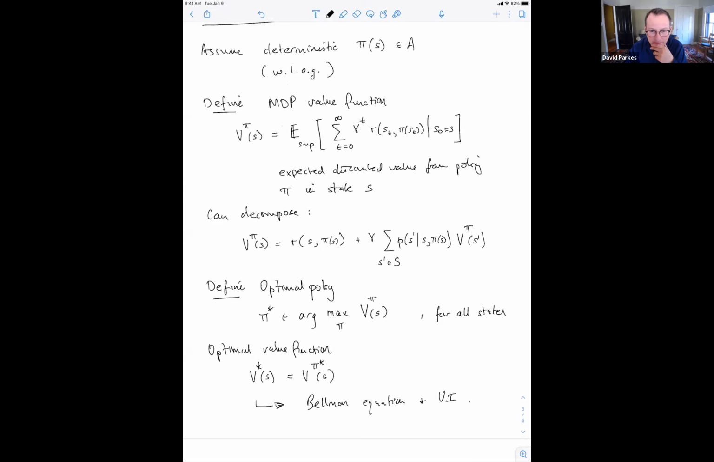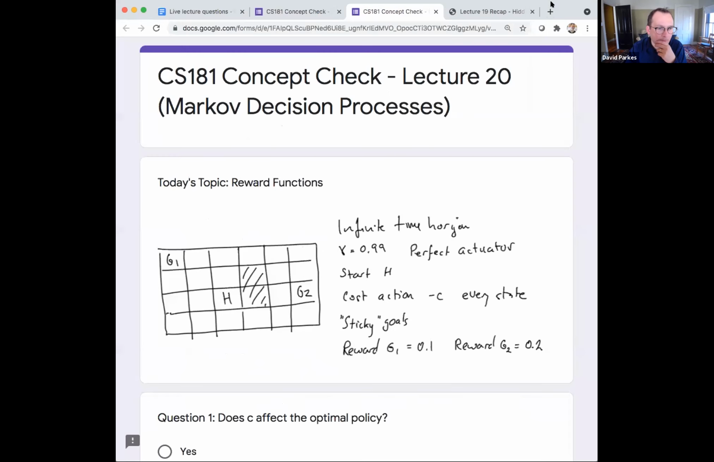So here it is. You're in an infinite time horizon. This is the grid world. This is the starting location. There are two goals, goal 1 and goal 2. Discount factor is 0.99. You have a perfect actuator. Here you can move left, right, up, down. There is a cost minus C for taking an action in any state. The cost could be 0, but it could be 0.1 or 0.01.